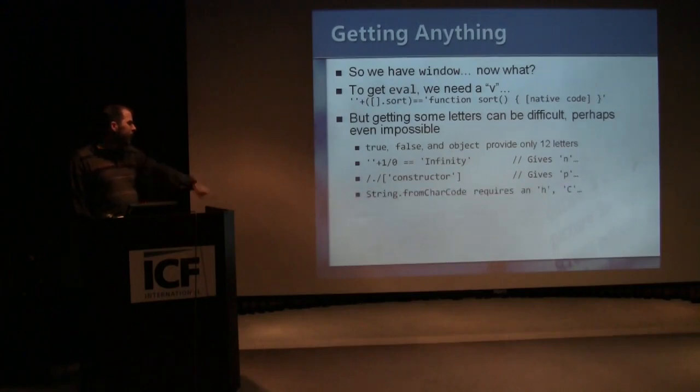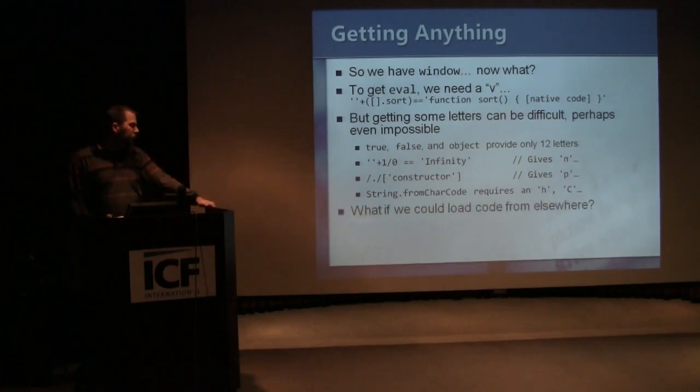It would be nice if we could just call String.fromCharCode, but if we're going to call this function, we already have to have H and we have to have C in order to get a reference to that function. And those are pretty hard, if not impossible, to come by. Some of these letters, I don't think anyone's found a way to get just from the basic primitive objects yet.